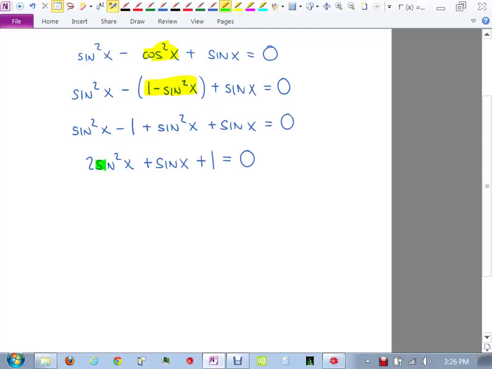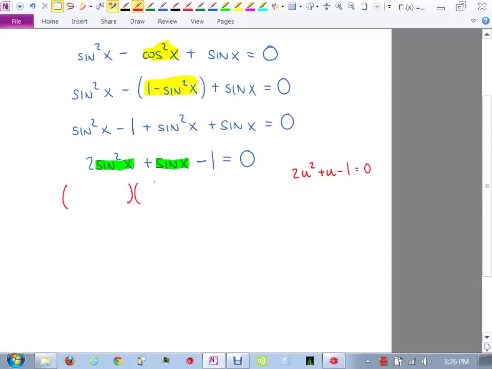In other words, if I look at the sine x as being like a variable, I have like 2u squared plus u plus 1. It should be minus, it should be minus 1. Sorry, I forgot the sign on that. Y'all see what I'm saying? That kind of looks like 2u squared plus u minus 1 equals 0. It's like a quadratic form.